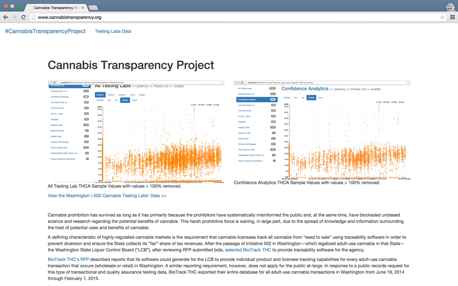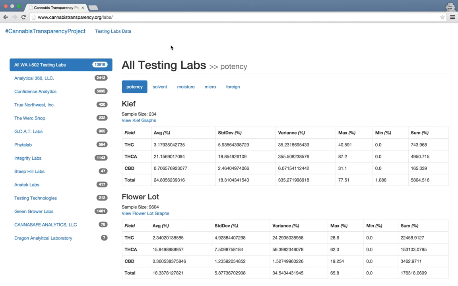Real quickly, I'm going to walk you through using this web application to view various information regarding I-502 Washington State licensed cannabis testing labs. Recently, BioTrack dumped some of their data. So this is all testing lab data over the course of about 7 months. I think it was sometime last year, 2014 June, that is where the data starts.